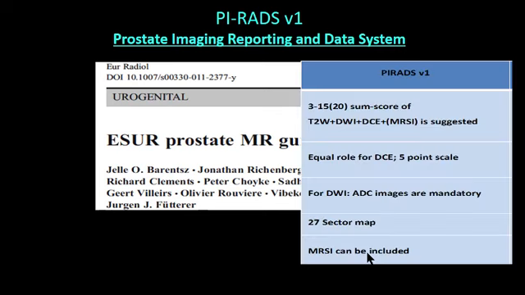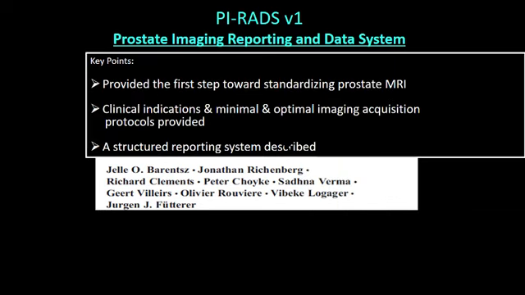The original PI-RADS version 1 had a 1 to 5 point scale for everything: for T2, for diffusion, for DCE, and spectroscopy was an option included in there. There was an equal role for DCE in that, and there was a sector map, et cetera. What it did was provide the first step towards standardizing prostate MR. Clinical indications and minimal and optimal imaging acquisition protocols were provided in the original as well, and a structured reporting system was described.